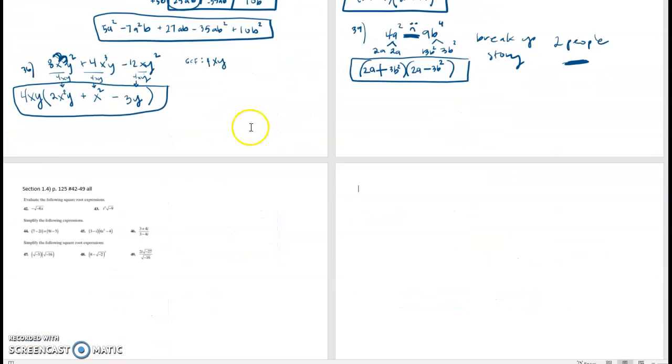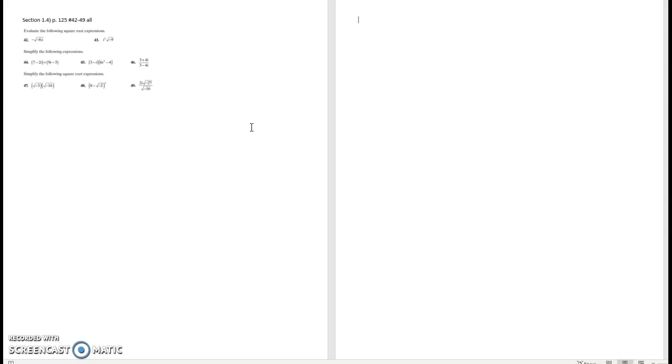Moving right along to the last section, which is section 1.4. This is where we started talking about imaginary numbers.